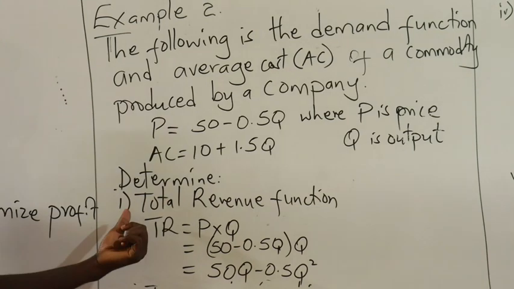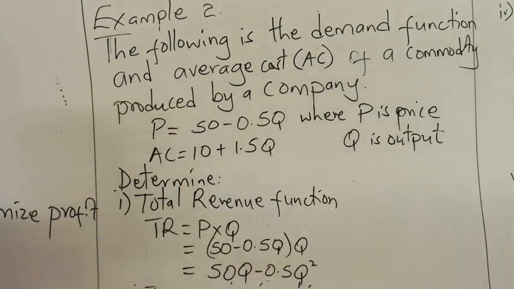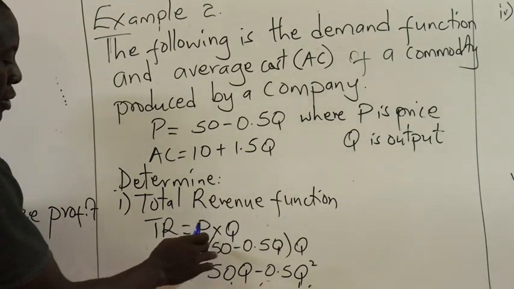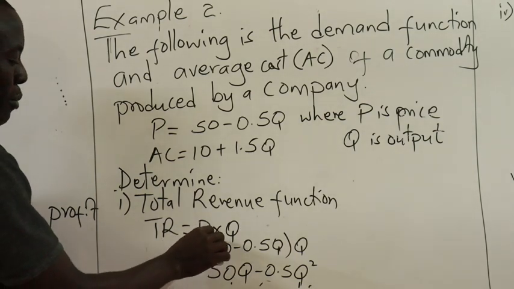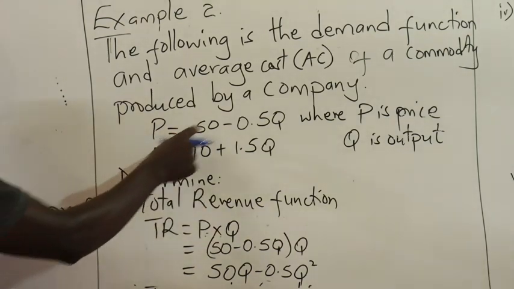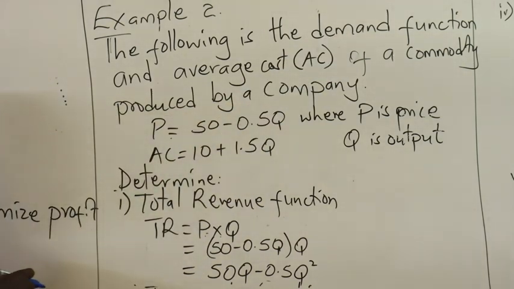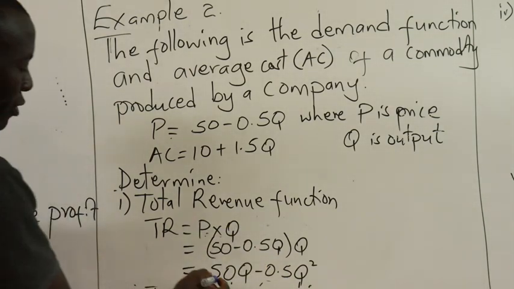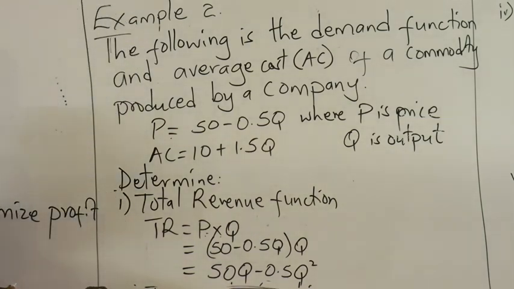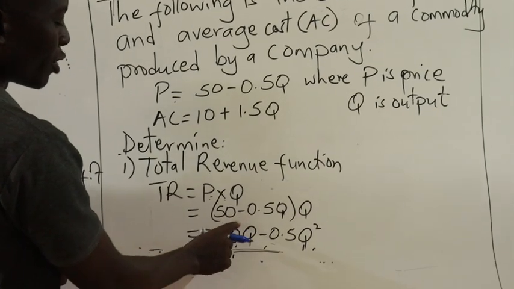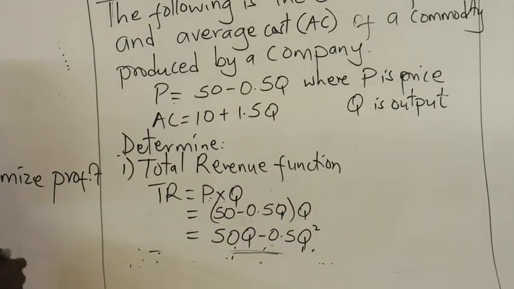We are asked to determine, Roman 1, the total revenue function. You remember when we were talking about the formulas, we said total revenue is a multiplication of price and quantity. And therefore, we already have the price, which is represented by P, which was given as the demand function, which we are going to multiply by Q. So we are multiplying the whole demand function by Q, and therefore we get the revenue function as 50Q minus 0.5Q squared. That is when we multiply Q by whatever is in the bracket.